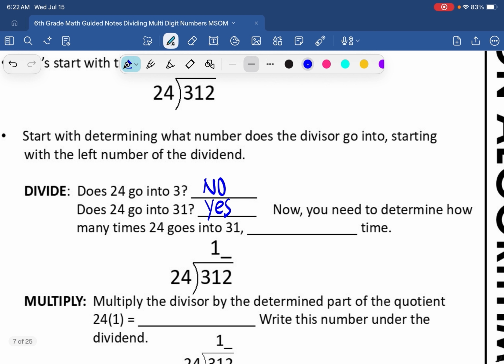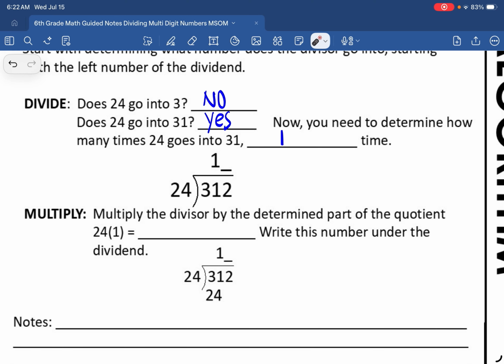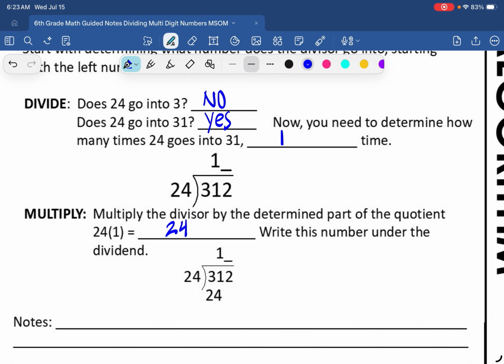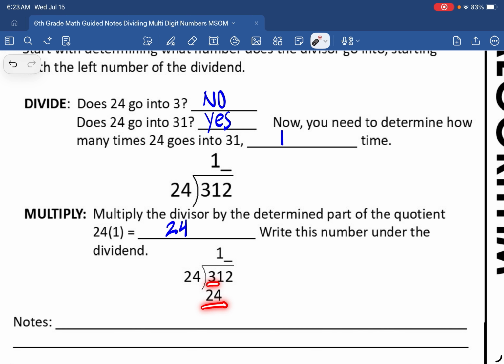Now you need to determine how many times 24 goes into 31. And 24 will go into 31 one time. So we're writing the 1 above the 31 because that's what it goes into. Now we will multiply the divisor by the determined part of the quotient. So we're going to go 24 times 1, and that gives me 24. Write this number under the dividend. So we're going to write 24 under 31.